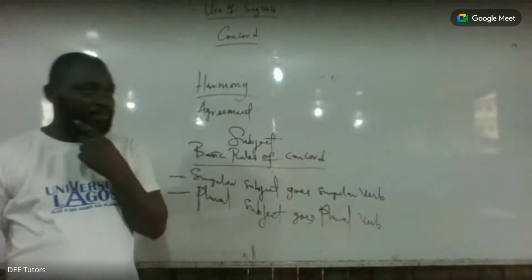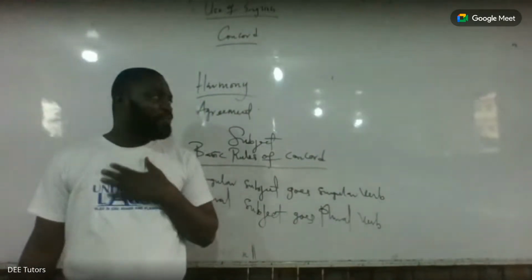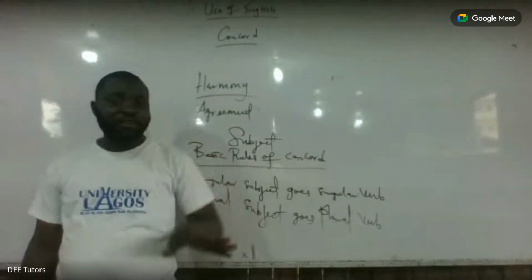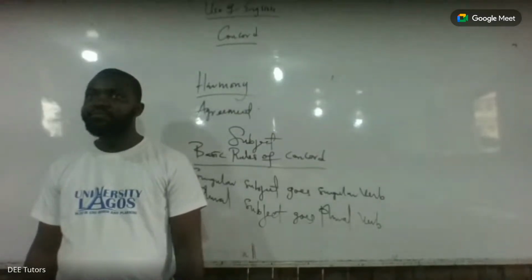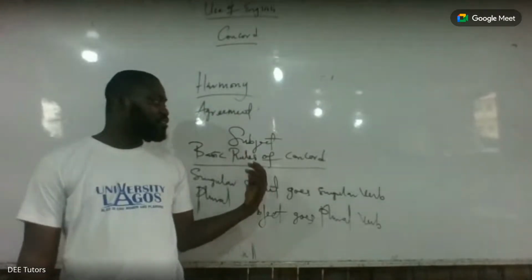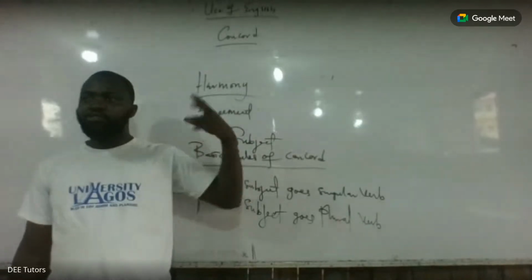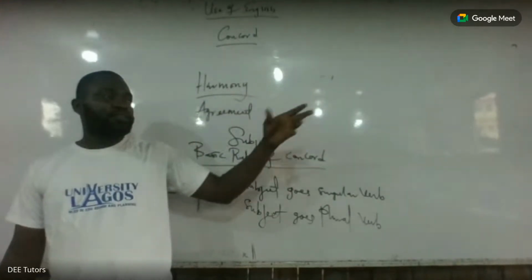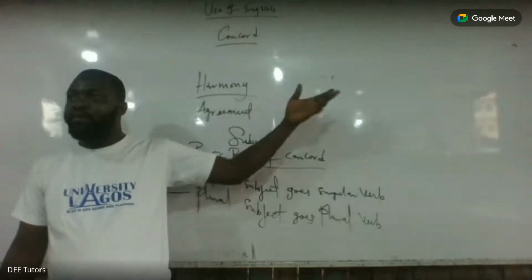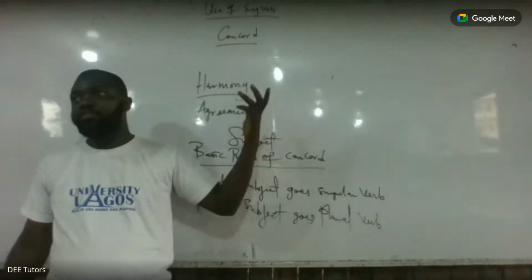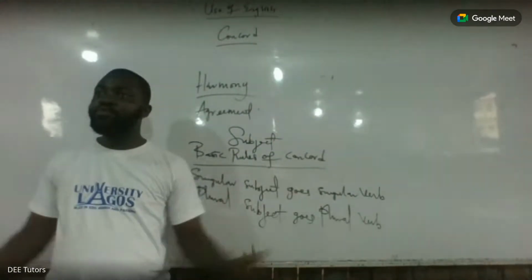Do you get me? Now, before I proceed with the discussion of the different kinds of Concord, I need to look at how subjects form their plural. I told you that the subject of a sentence could either be a what? A noun or what? Or pronoun. So I'm interested in whether you know how nouns form their plural or not.